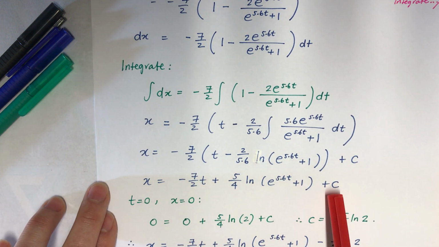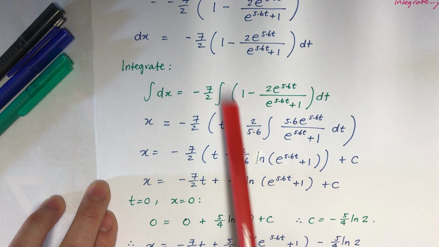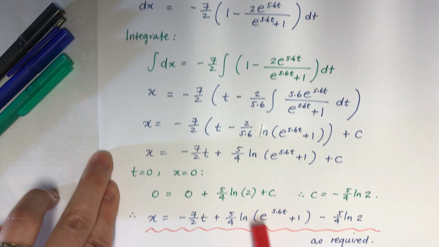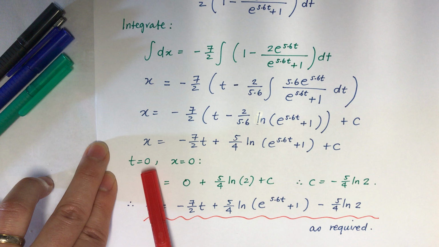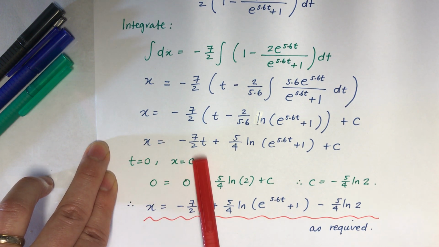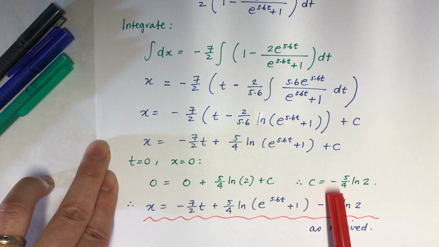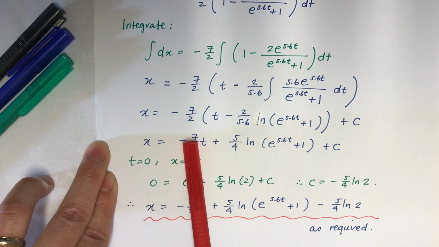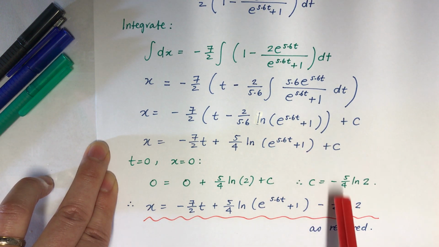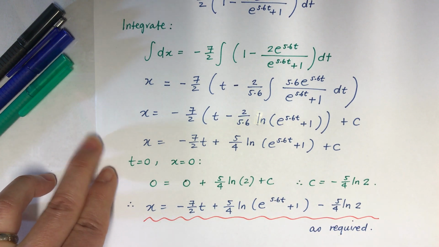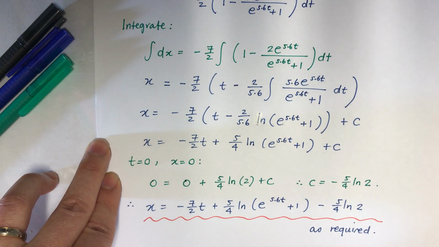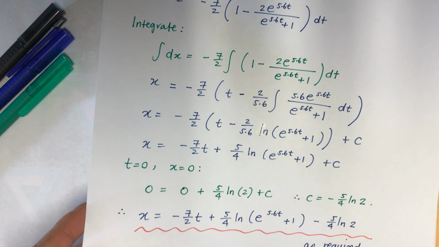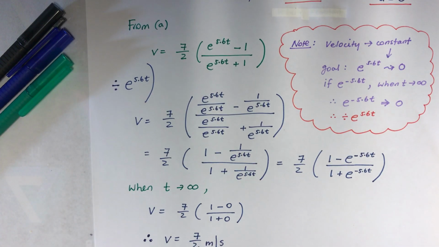So when I do that, I still have a constant because we didn't have any limits. So the constant will be found when t equals 0, x is 0, because initially that's what happens. And then I'll get my c, and I'll put it back into the original form with a c in it as required. So that was the actual proof. Okay, so that wasn't too bad.